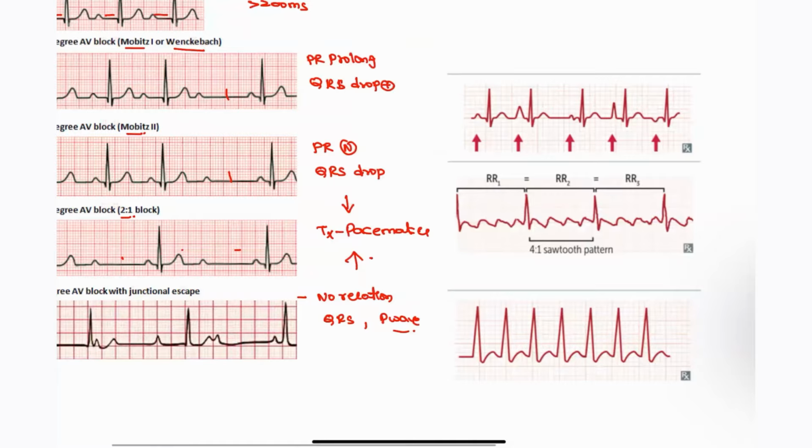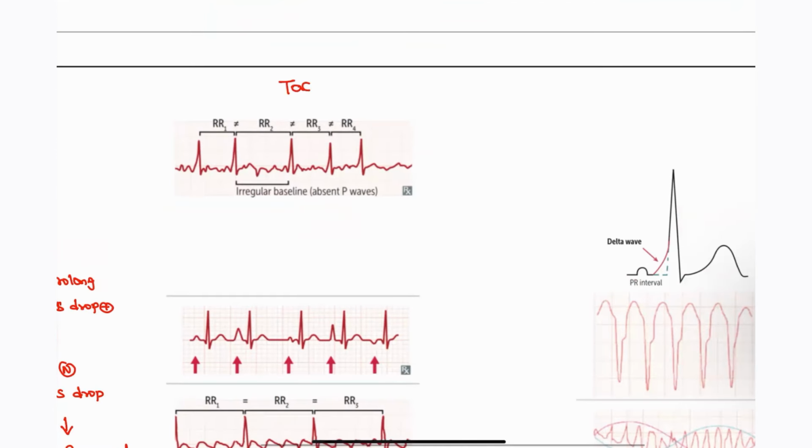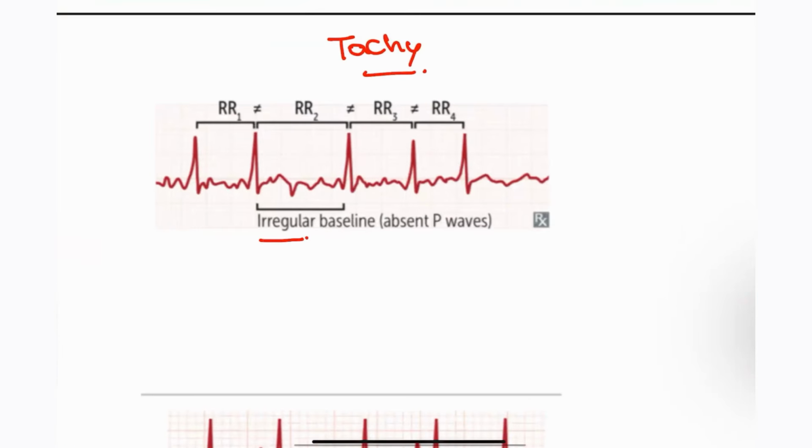Next, moving on to the tachyarrhythmias. In the tachyarrhythmias, you have to understand what the treatment is and how to identify these. Okay, first thing, here you can see what is this? This is irregular. The RR intervals are irregular, and at the same time P waves are absent. So this is the classic condition, atrial fibrillation.